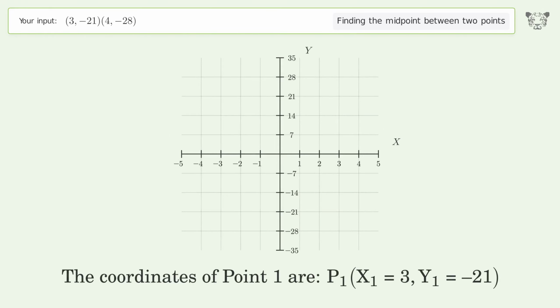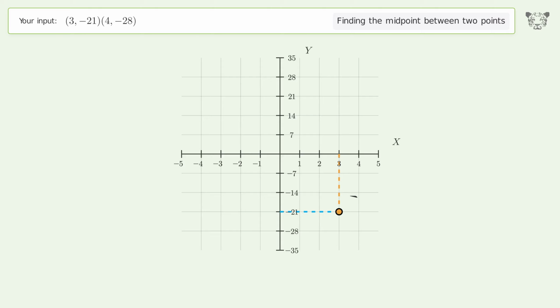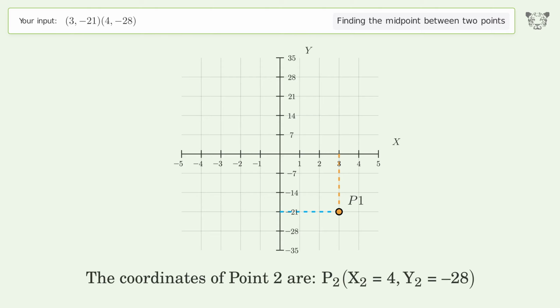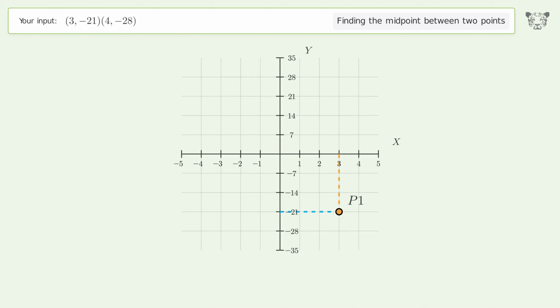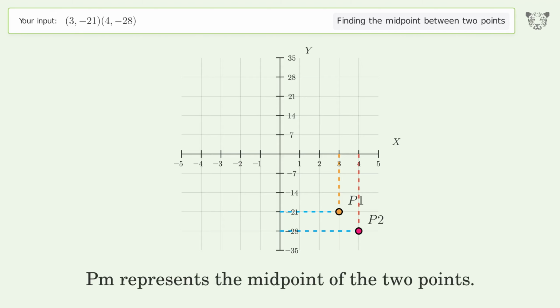The coordinates of point 1 are x1 equals 3, y1 equals negative 21. The coordinates of point 2 are x2 equals 4, y2 equals negative 28. PM represents the midpoint of the 2 points.